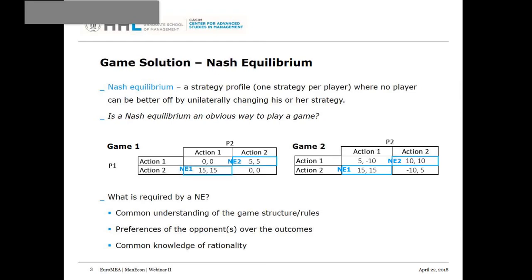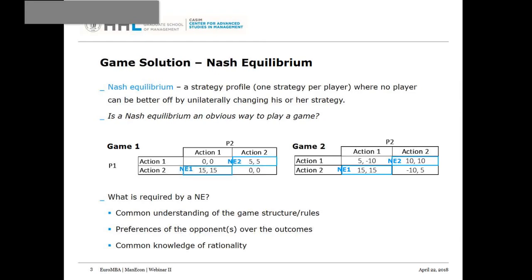It's called common knowledge of rationality, meaning that it's not only that I know that the opponent is rational, but I know that he knows that I am rational, and so on and so forth. So it's not that simple and straightforward, but this is what we will require. If any of the requirements is not satisfied, we might have a problem.